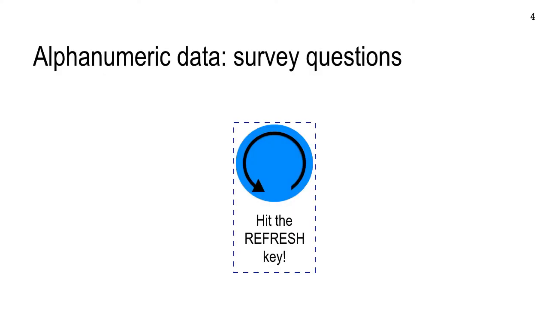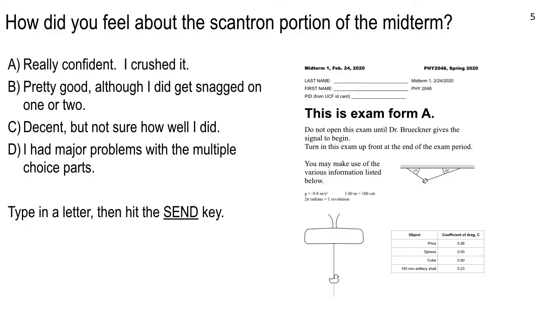I wanted to take some survey questions about the test. Turn on your clicker. We're going to be alphanumeric, so you're going to have to hit the send key. And your first question is, how did you feel about the Scantron part of the test? All right, so now every answer is correct. Just type in whatever you think describes your feelings. We'll take a look at these results.